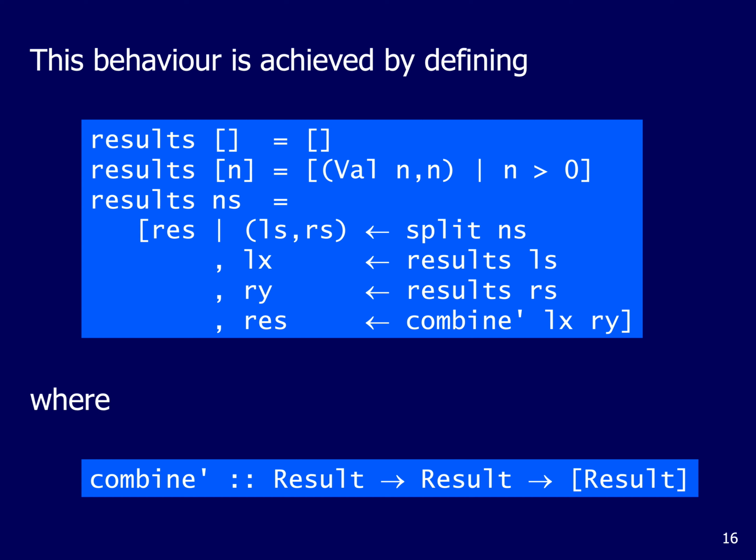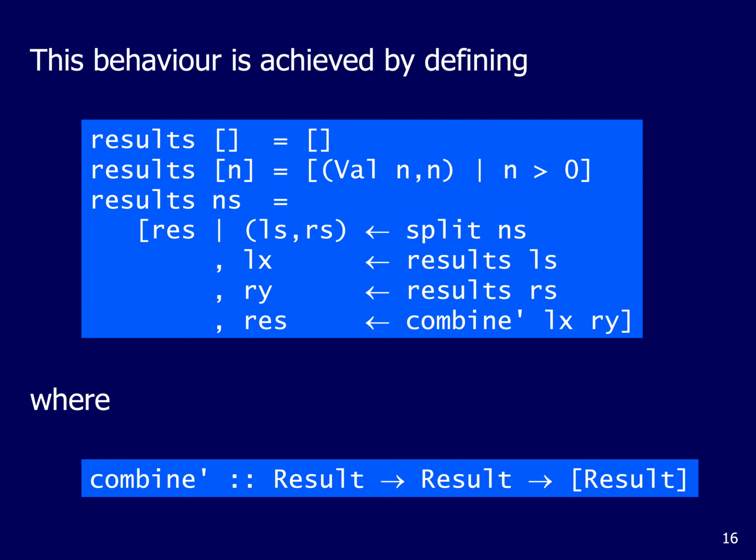But the definition is pretty much the same as the previous one. So let's look at the two base cases first of all. The first base case says, if you give me no numbers, there are no results. The second base case says, if you give me an input list with one number, then there's only one result. So the expression is simply going to be val of n. Its resulting value is simply n itself. And then we have a little guard in here just to check that that number is actually greater than 0.